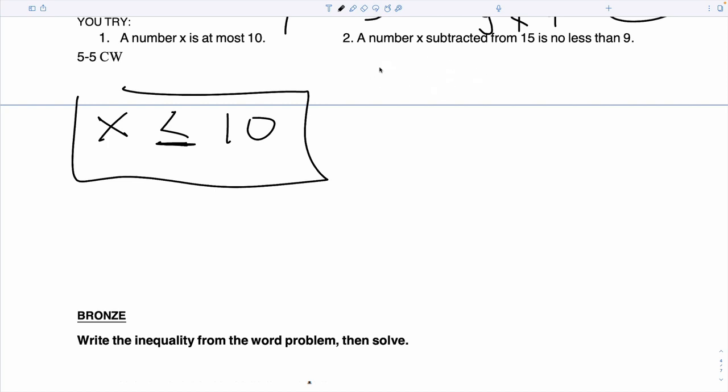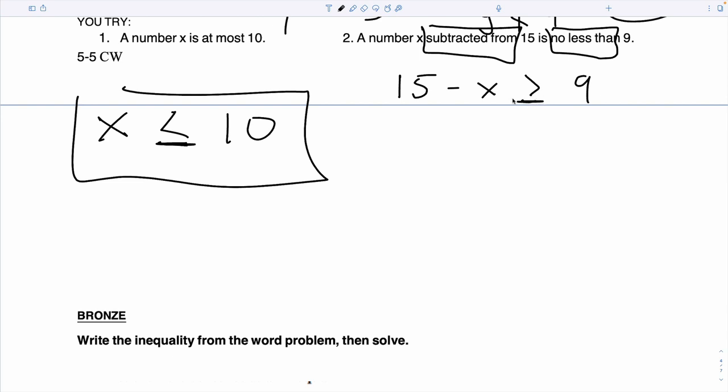Set up this next one for me, Milo. Just give me the first step that you took. X subtracted from 15 would look like what? Okay. No less than 9. What symbol matches no less than? I can't have less than 9 donuts. I can have no less than 9. So this guy is bigger than. I can have more than 9, but I can't have less than. Could I have 9? Sure, that's an equal sign.